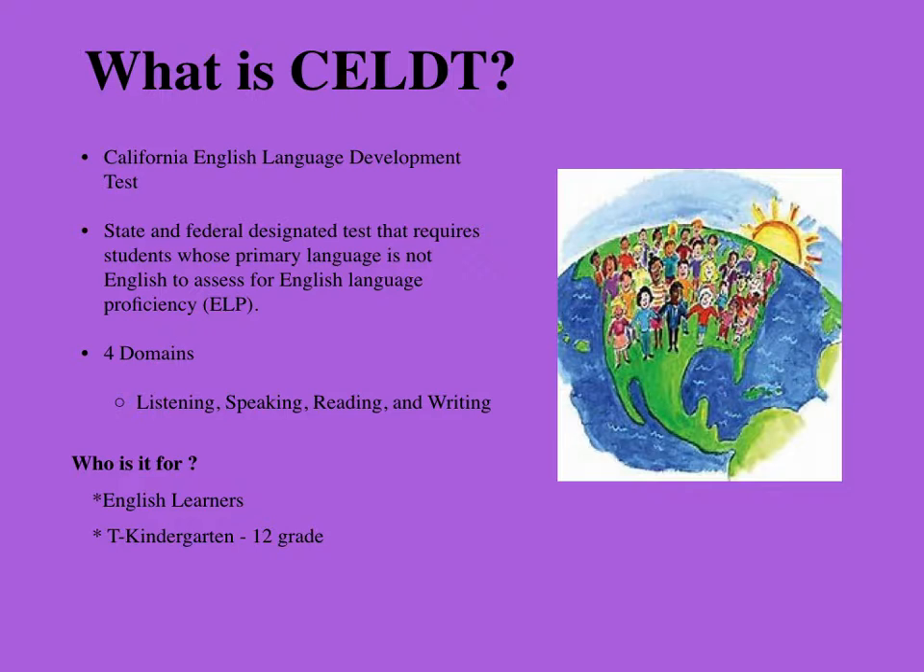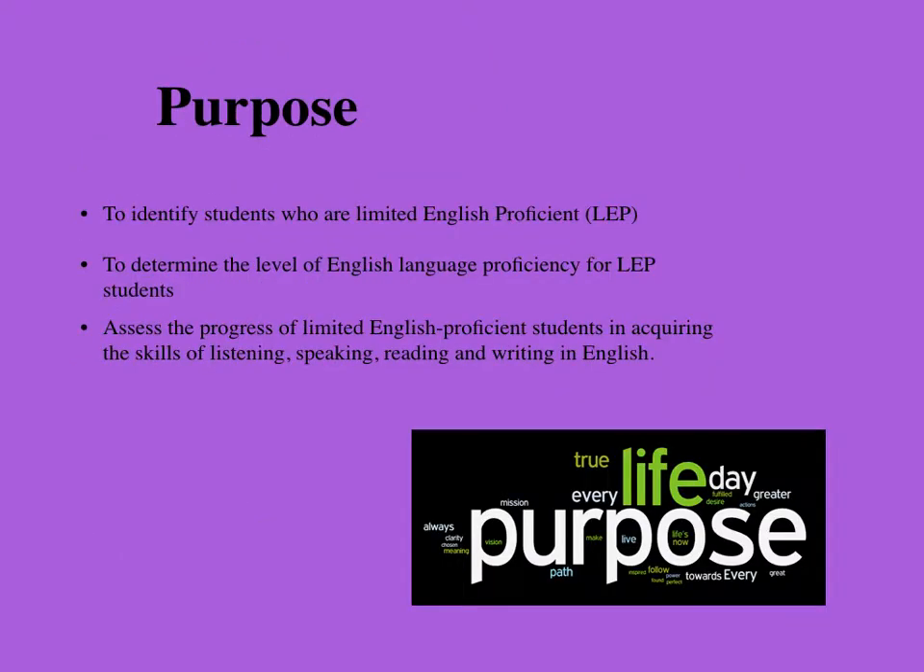The CELDT is for students whose primary language is not English, and they can be tested from TK through 12th grade. The purpose of the test is to identify students who are limited English proficient, LEP, to determine the level of English language proficiency for LEP students, and to assess the progress of LEP students in acquiring the skills of listening, speaking, reading, and writing in English. The legal basis for requiring the test is so that all students have the right to an equal education, and any language limitations could prevent a student from accessing that right.